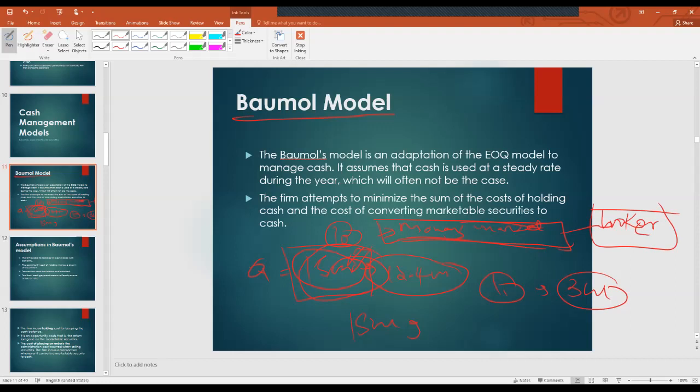At the same time, in case you have cash deficiency, don't dispose 3 million every month. You can dispose 6 million, as per the Q, to reduce the number of disposals in the quotes you make through your broker, to reduce the transaction cost. And that's the Baumol model. Everything else that remains is simply the EOQ model that we have already discussed.